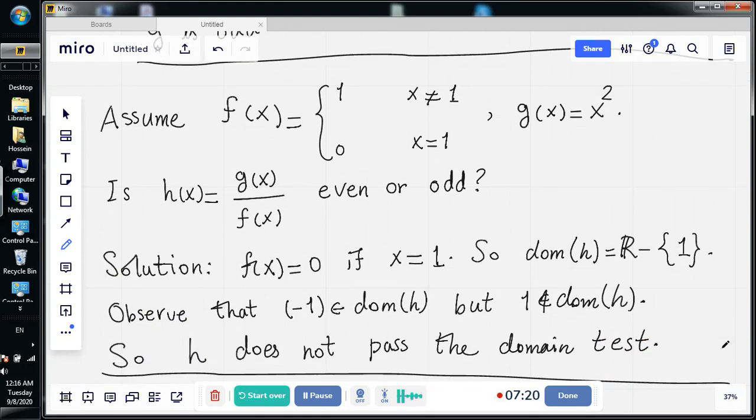Now we do a slightly different example. Assume f of x is this piecewise function. f of x is equal to 1 if x is not 1. It's 0 if x is equal to 1. And g of x is equal to x squared. We form the function h of x, which is equal to g of x over f of x. Is this function even or odd?